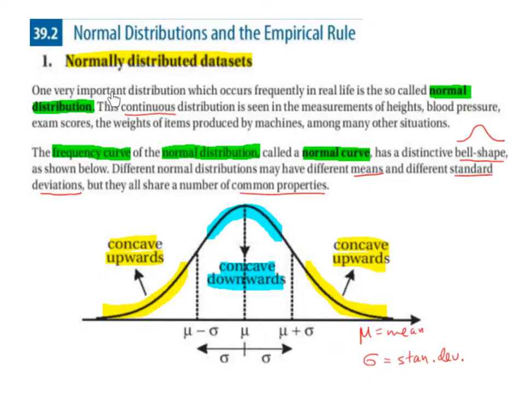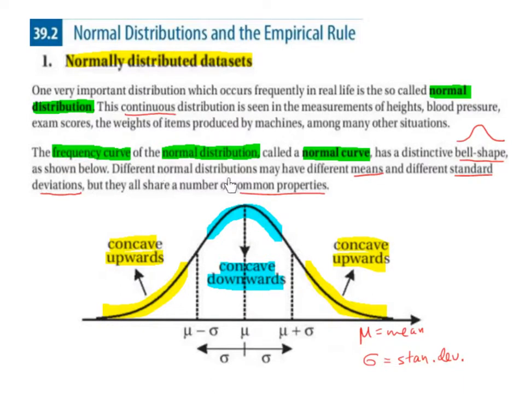One very important distribution, which occurs frequently in real life, is the so-called normal distribution. This continuous distribution is seen in the measurements of heights, blood pressure, exam scores, the weights of items produced by machines, among many other situations. The frequency curve of the normal distribution is called a normal curve, and it has a distinctive bell shape, as shown below.